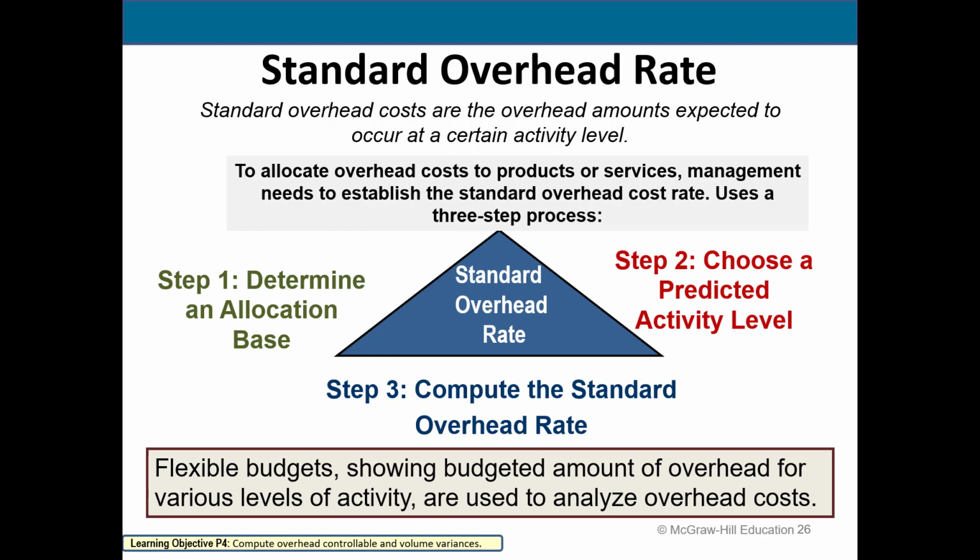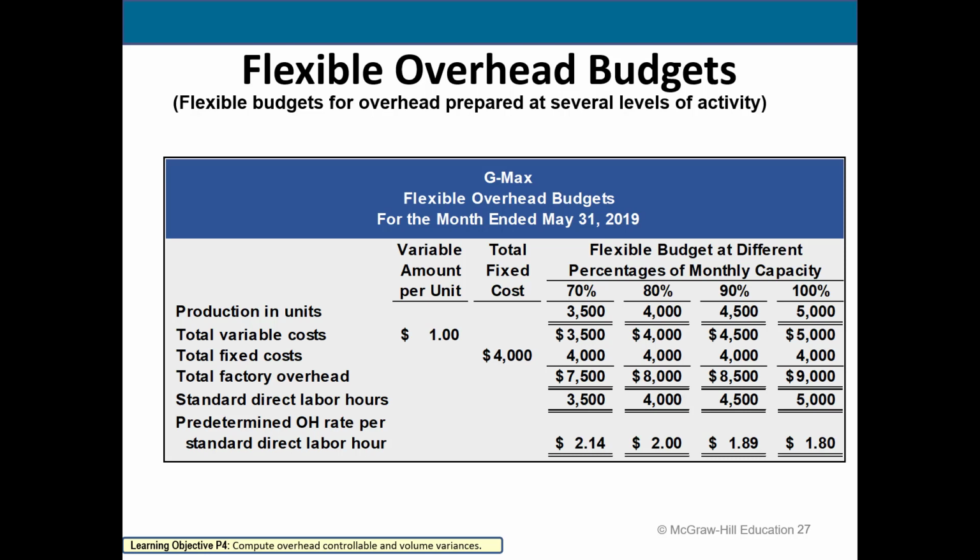Choose a predicted activity level. We will not use 100% because it's unlikely we can operate at 100% capacity, so something under that. And then we will compute the standard overhead rate, which will equal the total overhead cost at the predicted activity level divided by the total direct labor hours at that level. Here you can see the flexible overhead budget based on various levels of capacity, including 70, 80, 90, and 100%. So the company needs to decide which of these would be the predicted level.